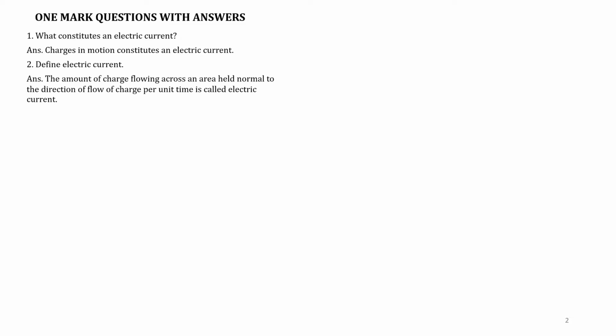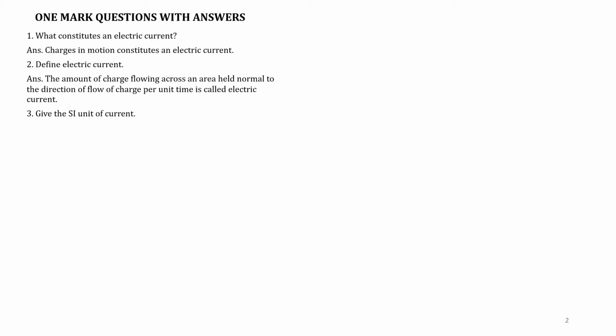1 mark questions with answers. First question is, what constitutes an electric current? Charges in motion constitute an electric current. Question number 2. Define electric current. The amount of charge flowing across an area held normal to the direction of flow of charges per unit time is called electric current. That is, electric current is nothing but flowing of charges through an area.